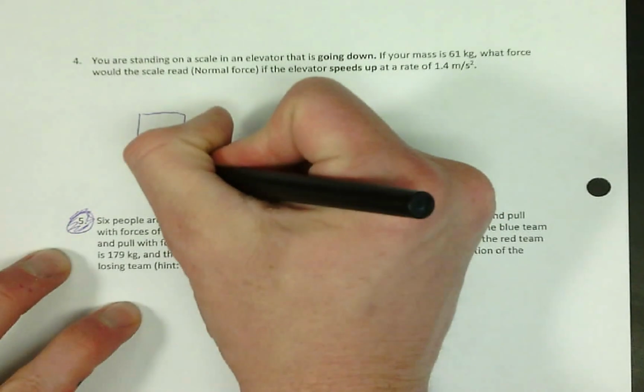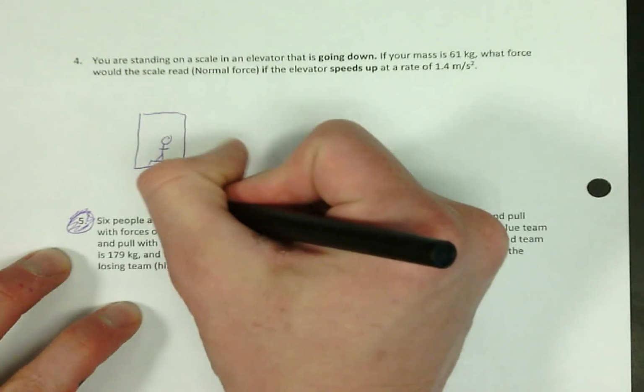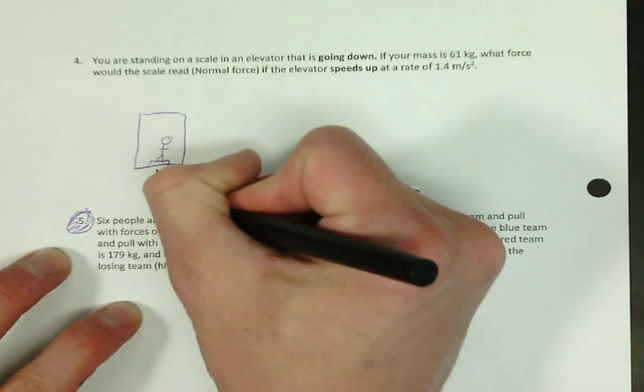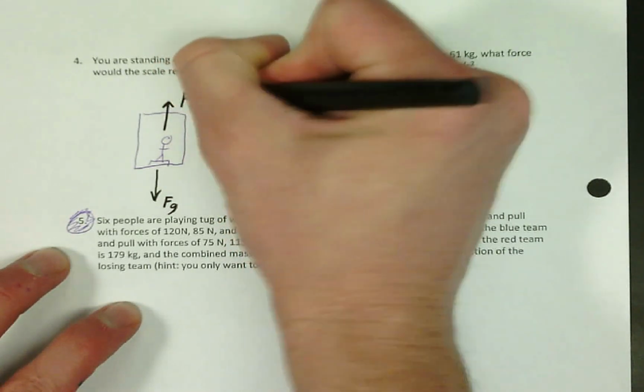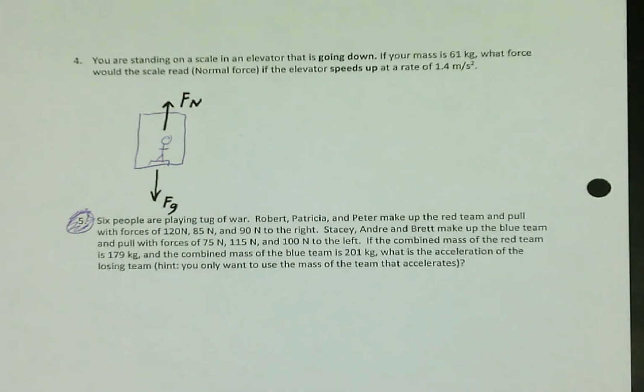Okay, there is a force of gravity down. There is a normal force up. We're not in free fall because we're in an elevator. So there's a normal force working against gravity, not drag, not air resistance in this case.